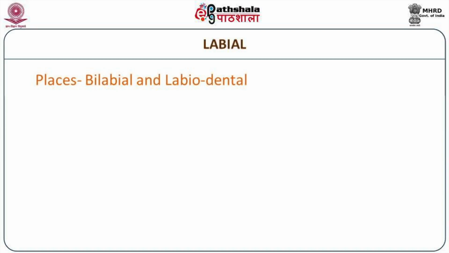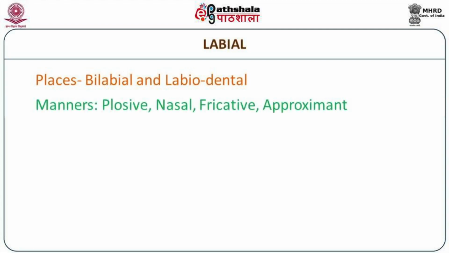There are two main places of labial sounds, namely bilabial and labiodental. And there are four main manners of articulation which are produced at these places of articulation. These are plosives. So we have bilabial plosives, we have bilabial nasals, we have bilabial fricatives, and we have bilabial approximants. Some of those manners, such as fricatives and approximants, are also labiodental.